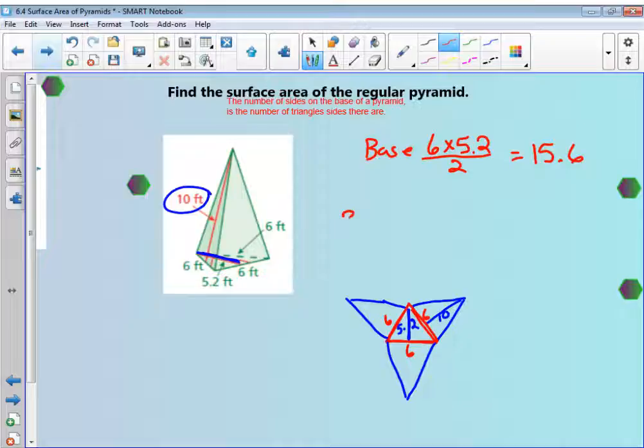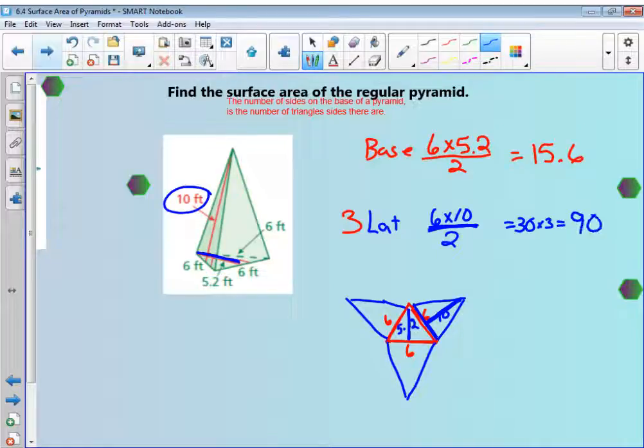Now I have 3 lateral surface areas. And I'm just going to put lat for lateral surface area. And the dimensions on those are 6 by 10. So 6 times 10 divided by 2. Now in my head, this is what I'm doing. I took half of 6 and did 3. So then 3 times 10 would give me 30. It's the same as if I went through and did this. 6 times 10 is 60 divided by 2, still gives me 30. Now those are 30, but there's actually 3 of those.